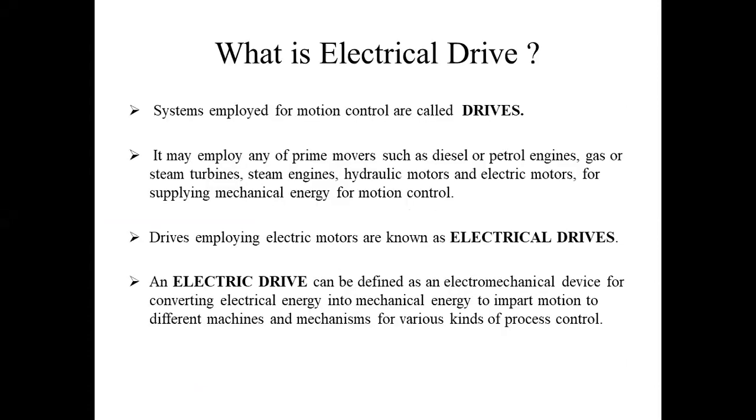What is meant by an electrical drive? The systems employed for motion control are called drives. For example, in any kind of system we have different types of prime mover, maybe a diesel engine, petrol engine, gas or steam engine, hydraulic motor, or electrical motor. So if you employ an electrical motor for a drive, the drives employing electrical motors are known as electrical drives.